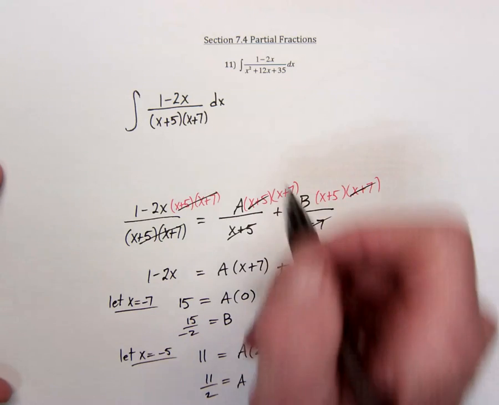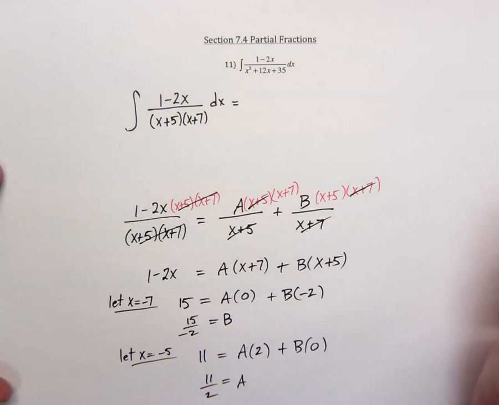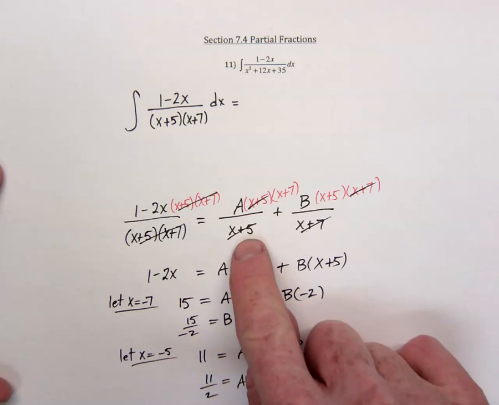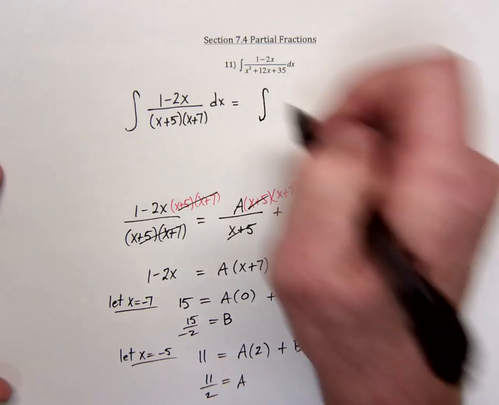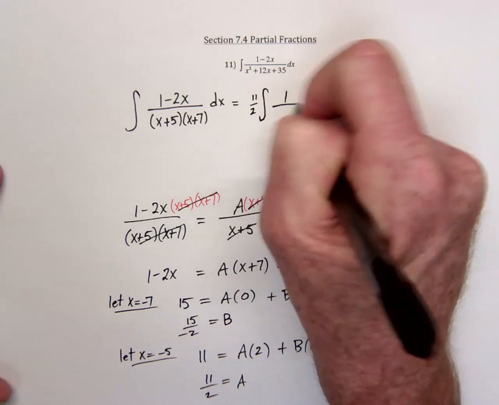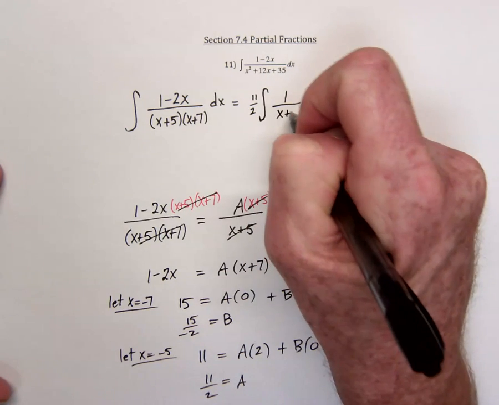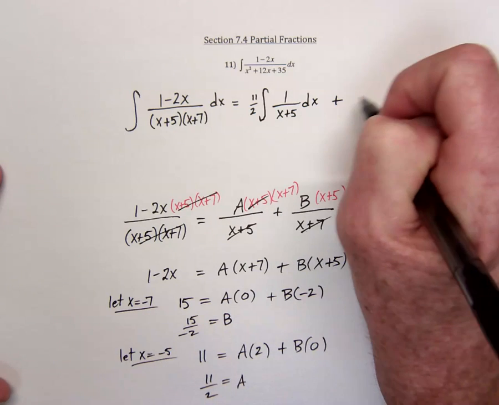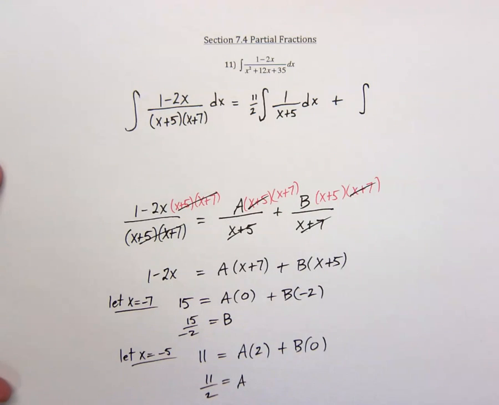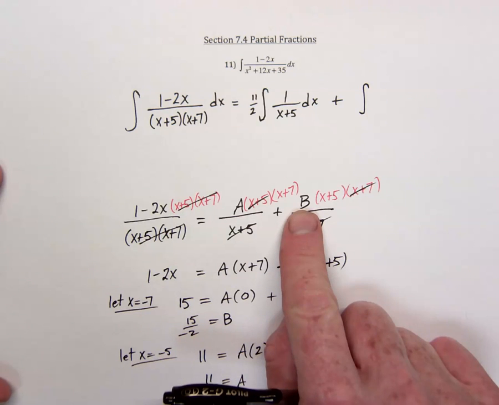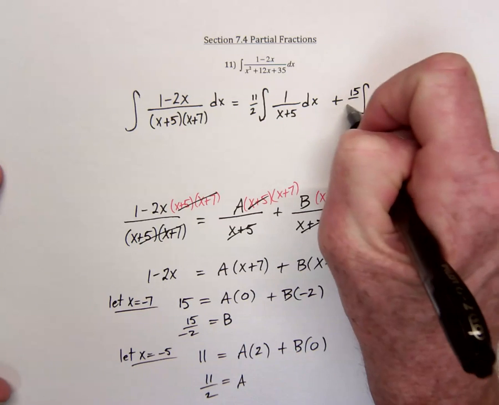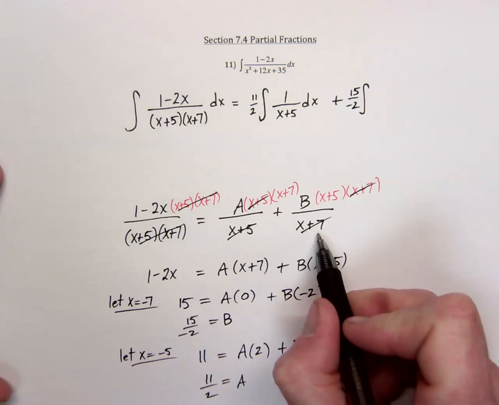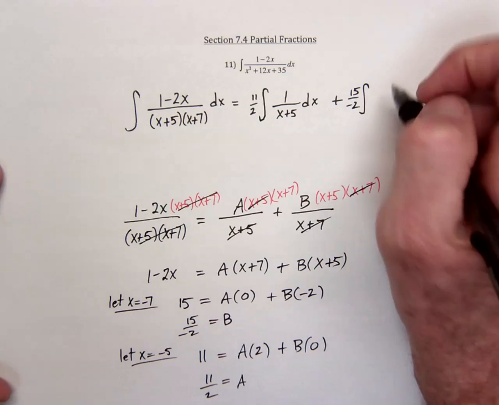Alright, now we break up this integral into two easier ones. One is going to be A over x plus 5, and since A is a constant, I'm going to factor that out. 11 over 2, and then the denominator is x plus 5. Plus, for the other integral, it would be the B, which I'm going to factor out, is the 15 over negative 2. And then the denominator for that one, x plus 7.